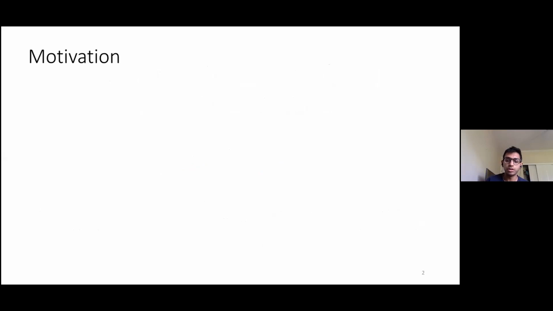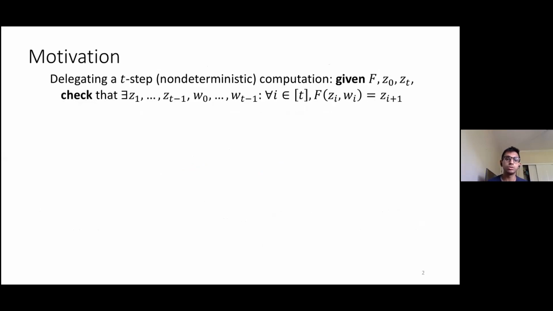So the primary motivation of this kind of work is to delegate some t-step non-deterministic computation, right? Let's say you're given some function f and some initial input and some final output. What you want to do is to be able to check that there exist some intermediate inputs, z1 through zt minus 1, and some intermediate witnesses, w0 through wt minus 1, such that f applied to the input at this step and the witness at this step outputs the input for the next step, so zi plus 1, right? And this should hold for every time step, right? So it's basically just an iterated application of f on z0.